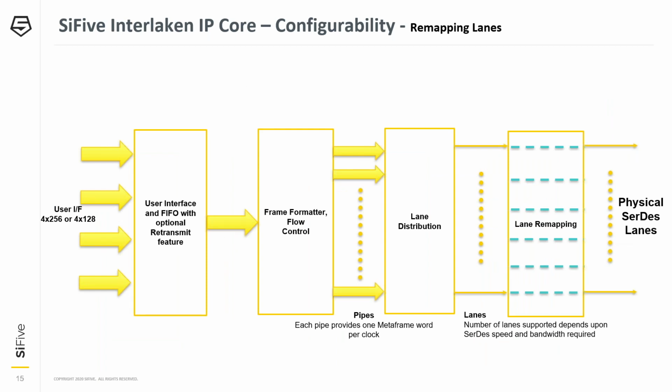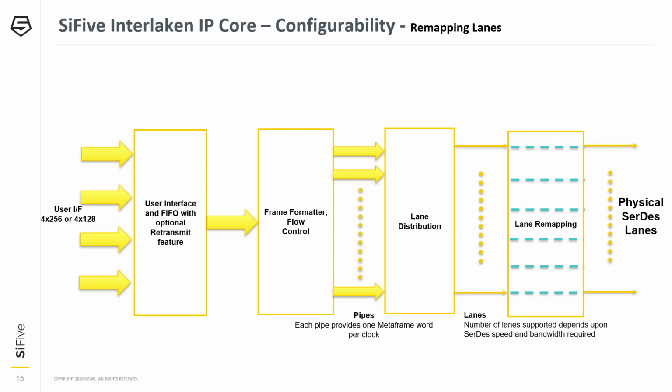Now here we will look at the remapping concept. But first, let's understand the difference between logical and physical lanes. The lanes to the right of the lane remapping module are the physical lanes which connect to the actual physical SerDes. The lanes to the left of the lane remapping module are the logical lanes. As we have seen earlier, the frame formatter module takes the user data and strips it into 64-bit pipe data, and the lane distribution maps this to a logical lane which represents the actual lane to which it needs to transmit the data on logically.